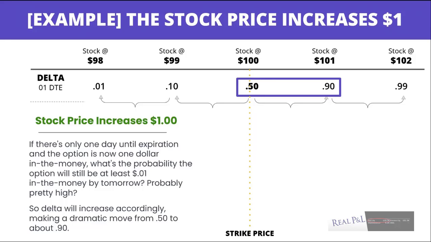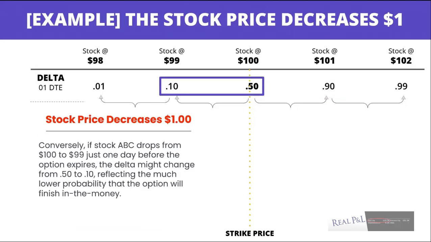Let's say the stock price increases by $1. If there's only 1 day until expiration and the option is now $1 in the money, what's the probability the option will still be at least 1 cent in the money by tomorrow? It's probably pretty high. So the delta will increase accordingly, making a dramatic move from a delta of 50 to a delta of about 90 in this example.